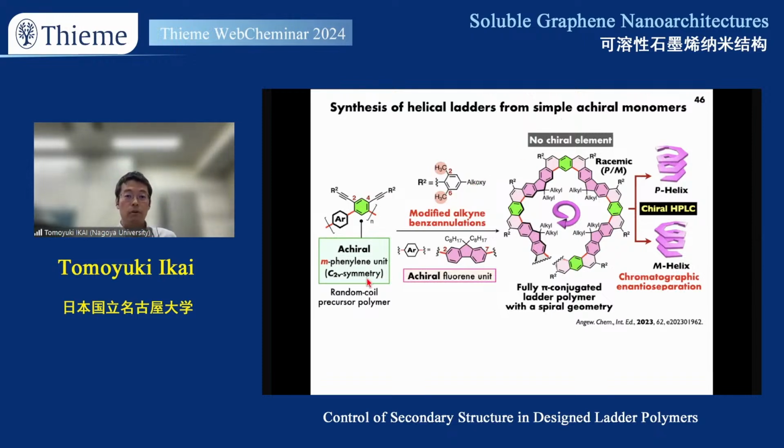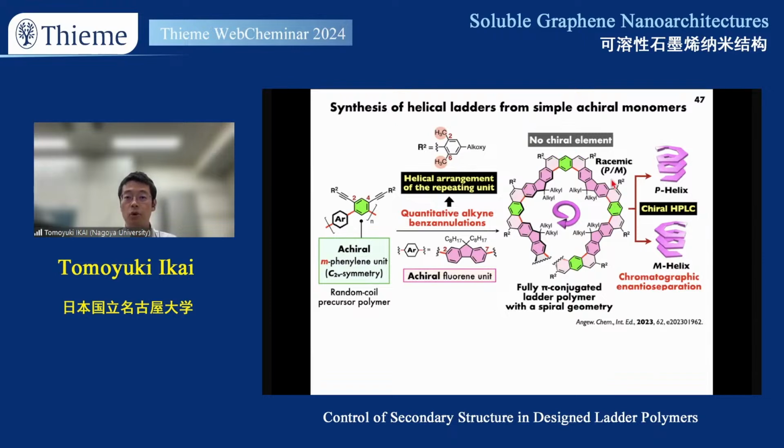So for this, we designed a precursor polymer containing the new achiral methylphenylene unit with C2v symmetry. In this design, if the alkyne benzannulation proceeds, each repeating unit would be forced into a helical arrangement. So this would result in a fully pi-conjugated ladder polymer with a spiral geometry.